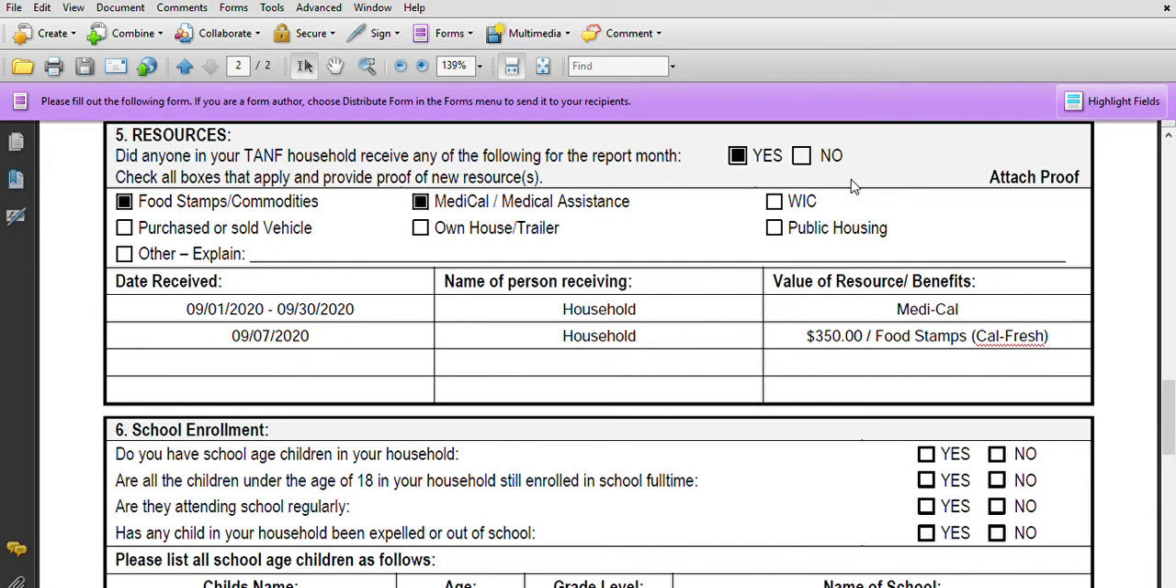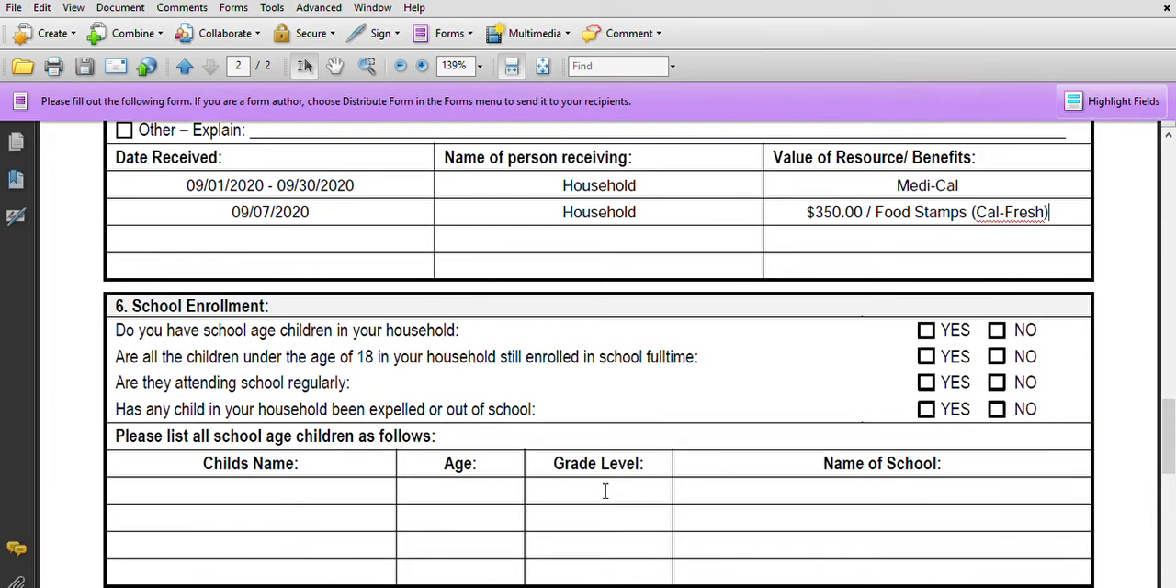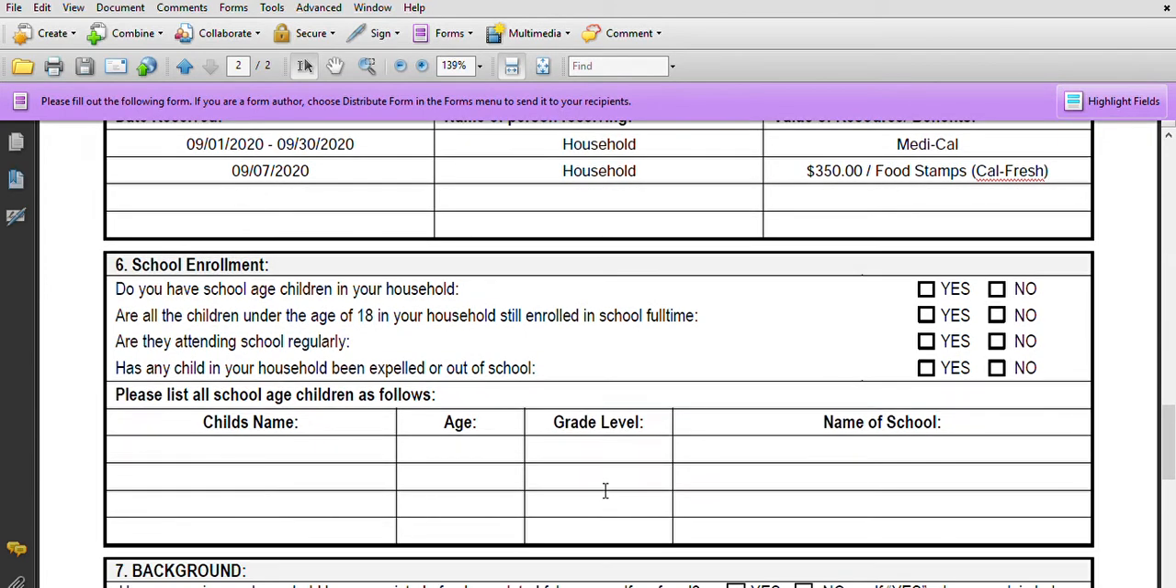However, if you did get a new resource, so let's say Mickey started getting WIC next month, when he fills out his next MER, he would then mark WIC, and then he'd give me proof. So he'd give me some sort of statement from WIC stating that he's now active on the program. It's pretty self-explanatory. So I'm going down to question number 6.